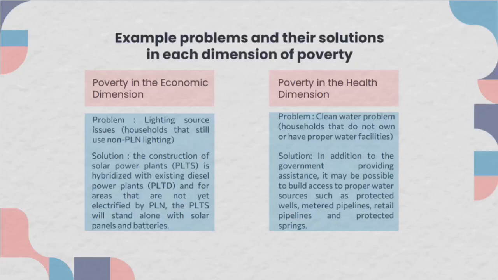Second, poverty in the health dimension. Problem: clean water problem. Households that do not own or have proper water facilities. Solution: in addition to the government providing assistance, it may be possible to build access to proper water sources such as protected wells, metered pipelines, retail pipelines, and protected springs.